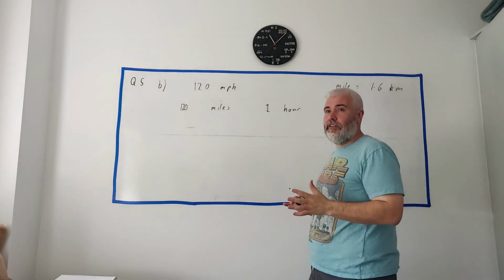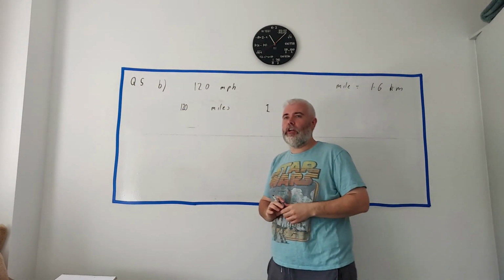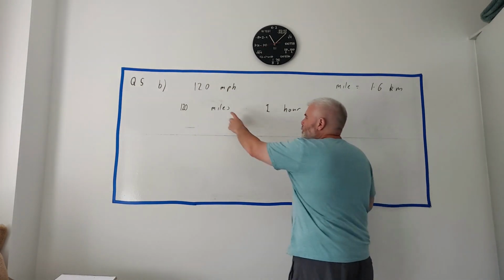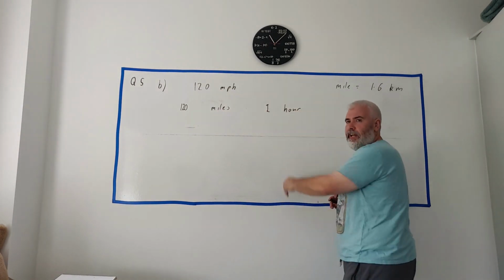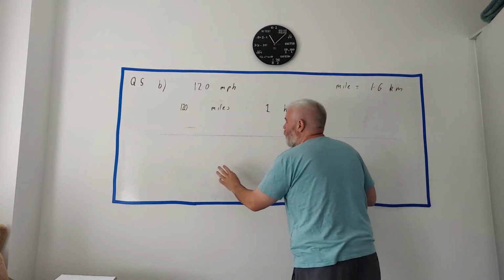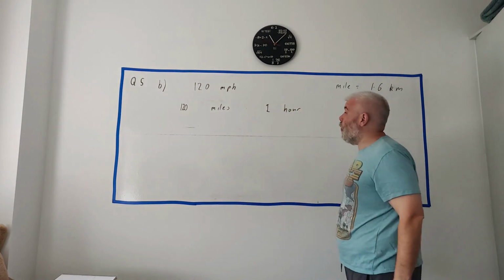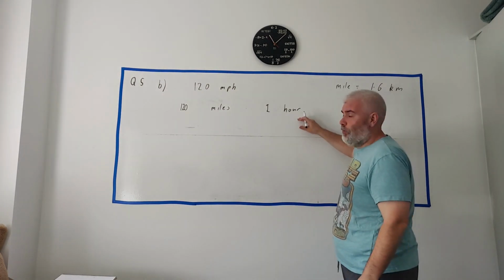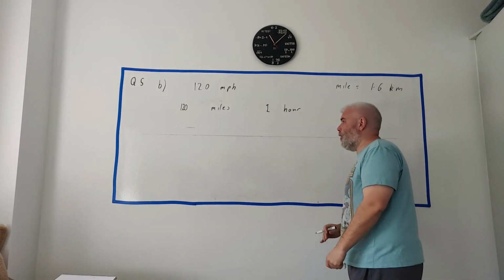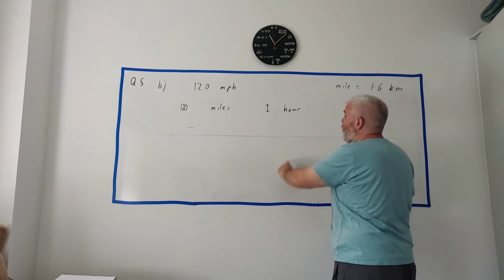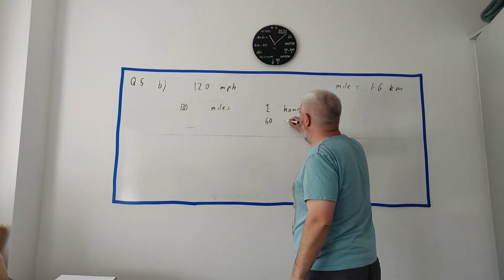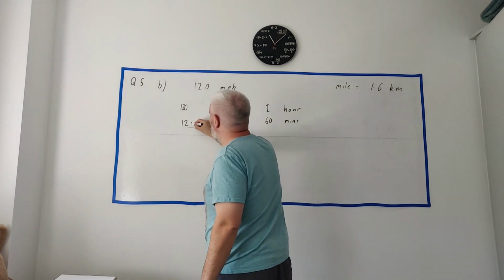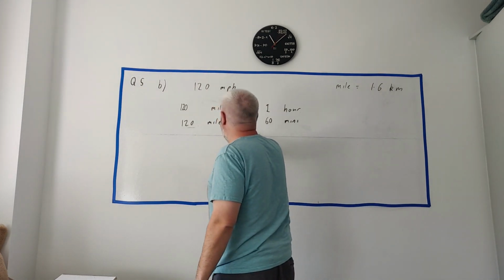But the answer we want is in seconds, and we also want meters. So we don't want miles and we don't want hours. We want seconds and we want meters. So let's just slowly change that. You could change this in many different ways, so from this point on, my answer will look different than other people's. I'm going to change maybe the hour first. Instead of an hour, we'll say 60 minutes, which is the same thing. That's 120 miles in 60 minutes.